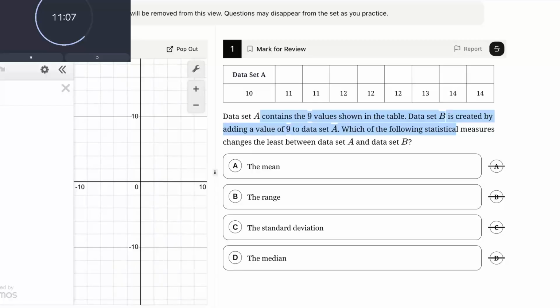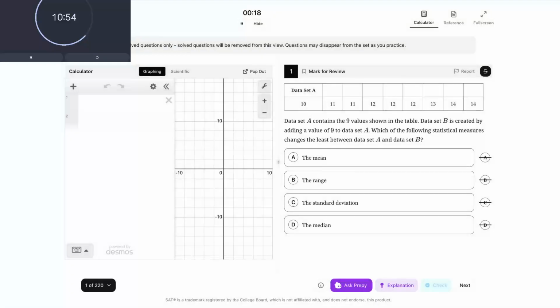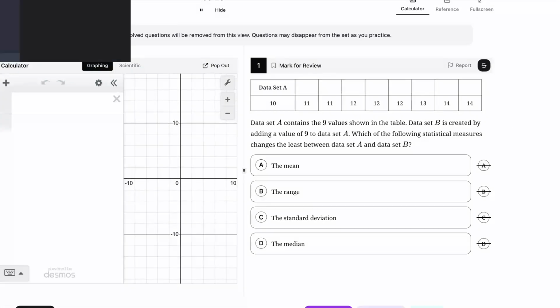Okay. Data set A contains 9 values. 1, 2, 3, 4, 5, 6, 7, 8. Wait, 1, 2, 3, 4, 5, 6, 7, 8. Okay, so I'll give you 8 right now. This is probably hard, so this has a missing one or a median. Okay, cool. So it has 9 values shown in the graph. Data set B is created by adding a value of 9 to the set. Okay. That's not 1, 2, 3. Whatever. I don't ask question.